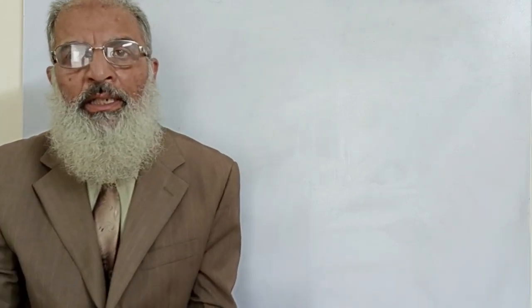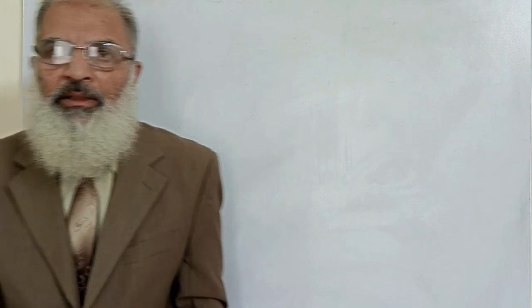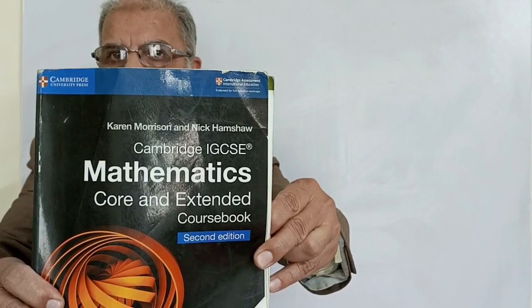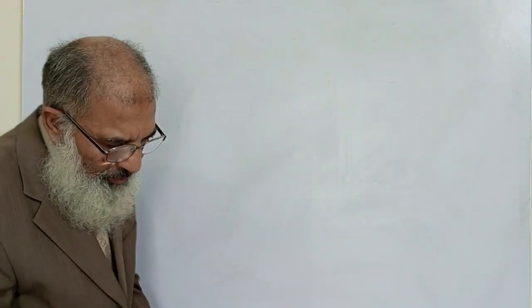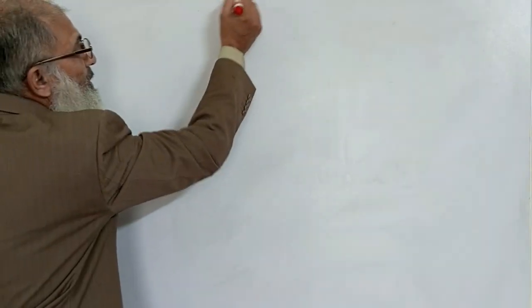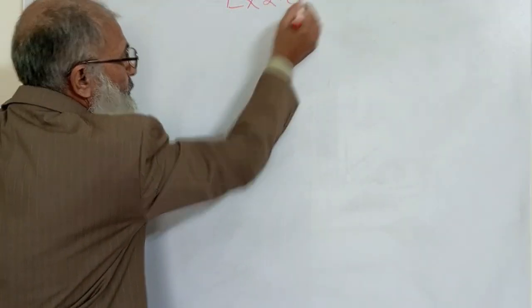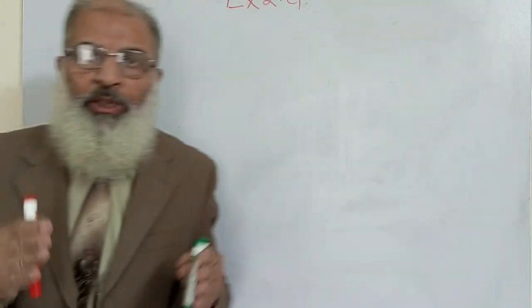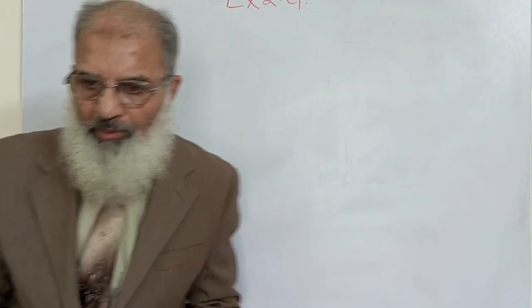And the page is, I must tell you, page 32, unit 1, chapter 2, and book this. Okay, so let's start from exercise 2.4. It is all about multiplication and division of the algebraic terms.